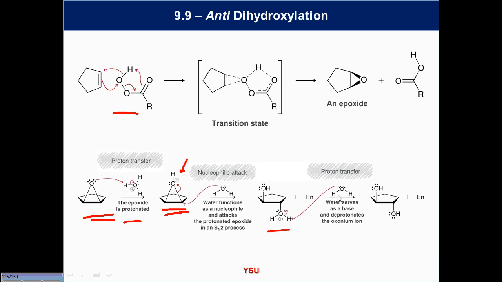Water comes over here. Where have I got water from? I used it up over here. Why have I got another water around? It's a solvent, most likely, so there's lots of it, so we can do that no problem. And we end up with a diol. And that diol happens to be the trans isomer now, and we don't get the cis.